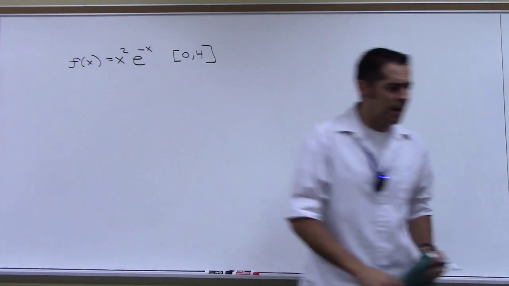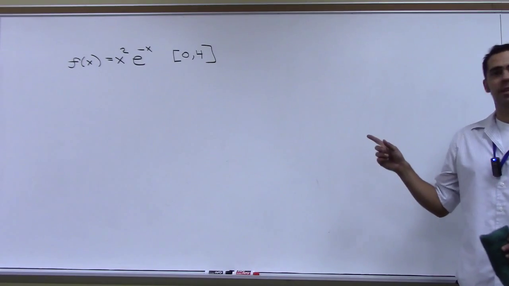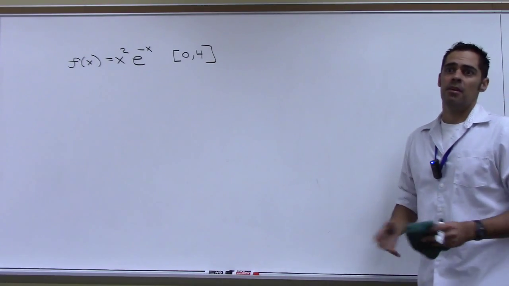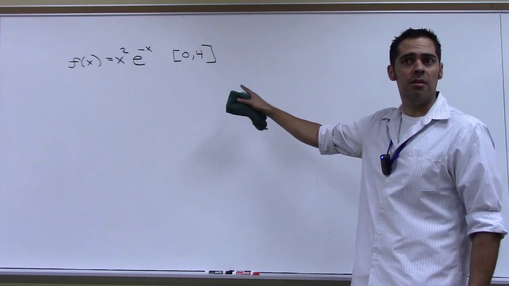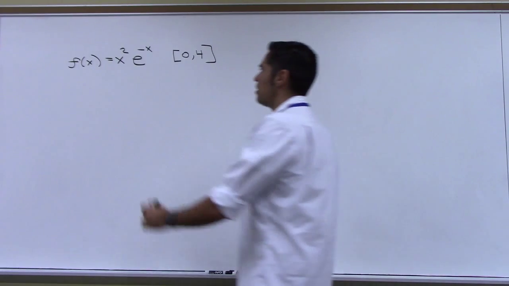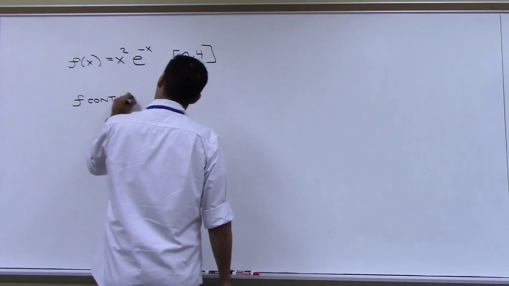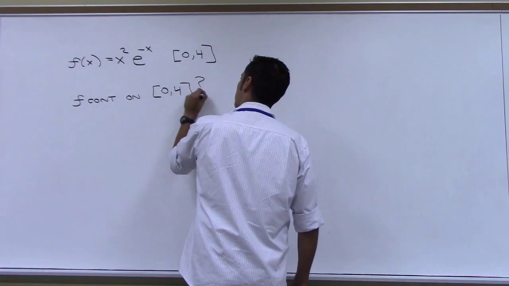All right, so getting to this. I'm supposed to find the maximum and minimum on a closed interval. That changes the game, doesn't it? It's the closed interval method. So what I'm going to first do is make sure I have a continuous function on the closed interval. So is this a continuous function? Is f continuous on the closed interval? Yes or no? What do you think?